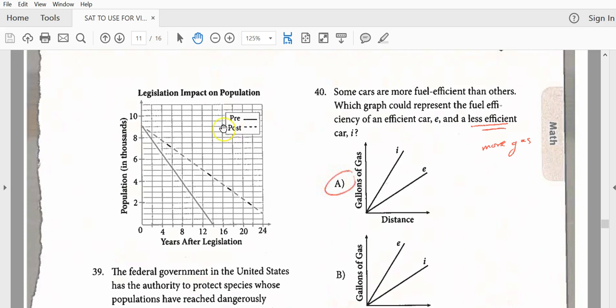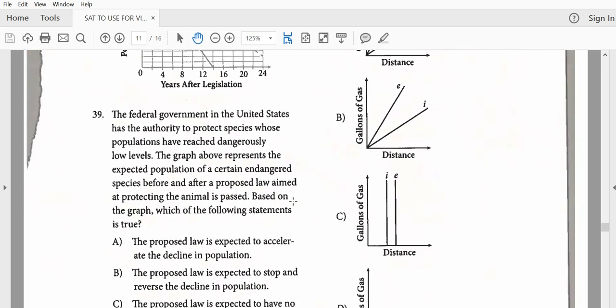All right. So, pre and post, right? Pre is our solid line here. The dash is our post. So the pre is the projection before we pass the law. And then the post, we go here and we see how it's not decreasing as rapidly, right? So the slope's not as steeply downward. So it's not going to make it increase, but we think it might curb a bit or slow down how fast it's decreasing.